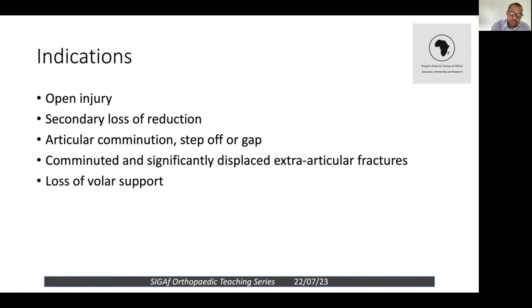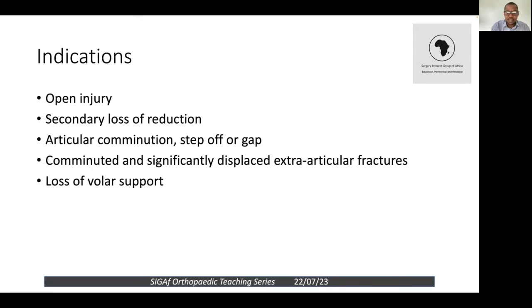So, indications for surgical treatment: open injuries. Maybe you've seen a patient and treated conservatively, but 1 to 2 weeks down the line it's slipped back out of place and you feel this is not going to do very well. Then you can rethink, discuss with the patient again, and offer them surgical intervention. If there's any articular comminution, step, or gap, and you feel that this will lead to radiocarpal arthrosis and arthritis down the line, then it's something to consider for surgical intervention.